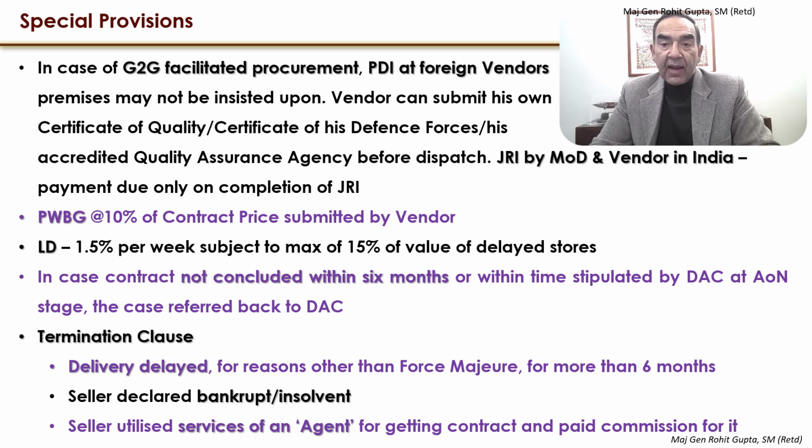Now, in case the contract is not concluded within 6 months or within the time specifications given by the DAC at the AON stage, the case has to be referred back to the DAC. Now, there are certain termination clauses in which the delivery is delayed for reasons other than force majeure for more than 6 months, the contract could be terminated, the seller declared bankrupt or insolvent, or the seller utilized services of an agent for getting the contract and paid a commission for it.